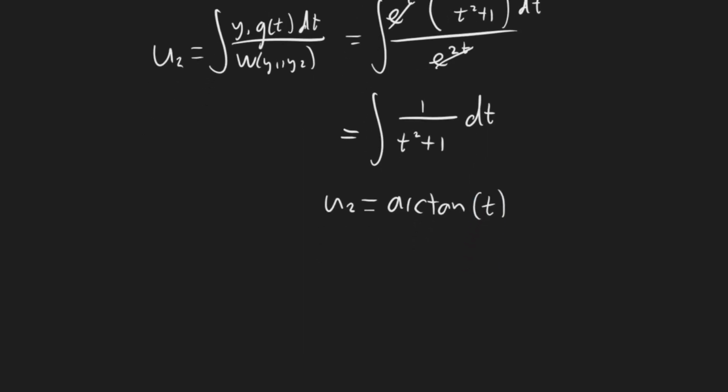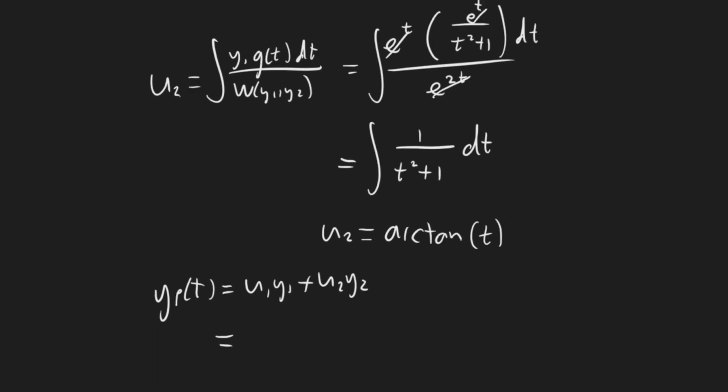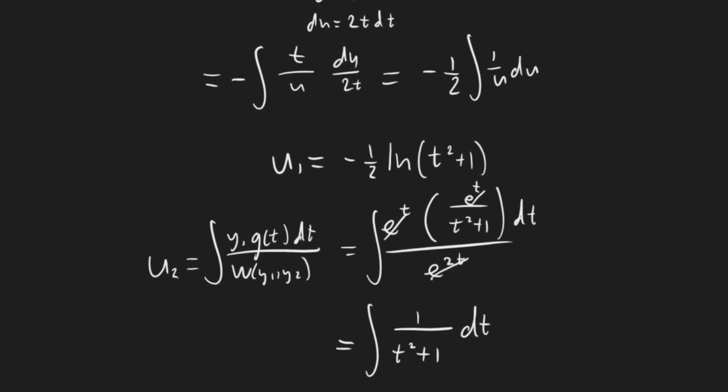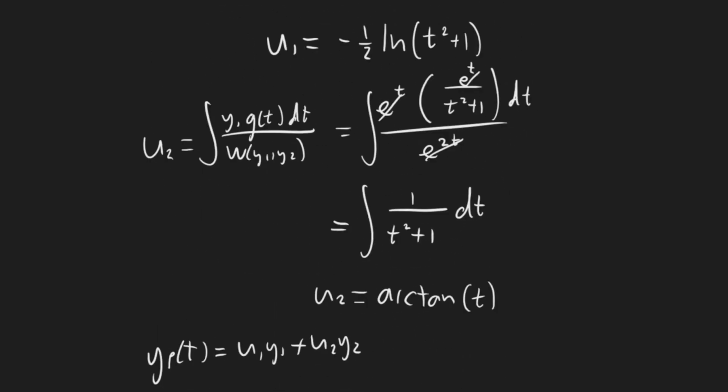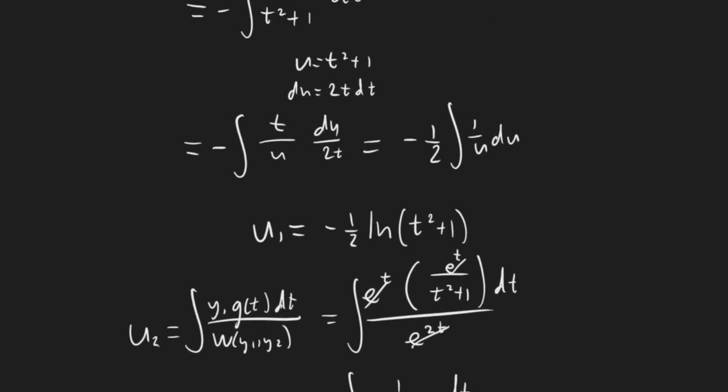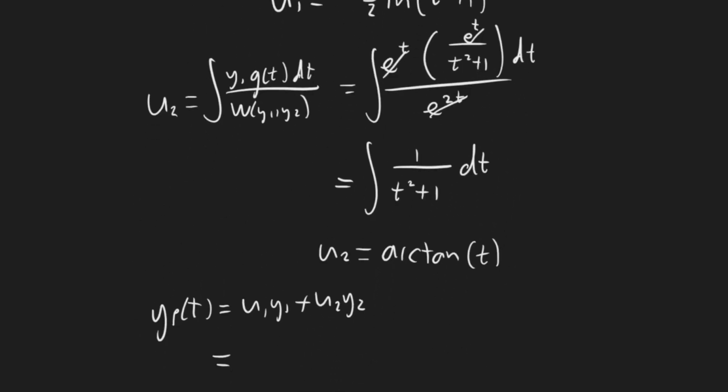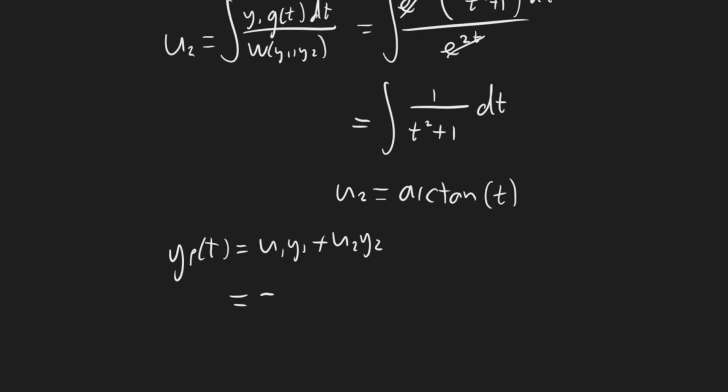And finally, we can put everything that we know together. The particular solution, if you remember, is just u1 y1 plus u2 y2. So what's u1? We found that up above. u1 is negative 1/2 natural log of t squared plus 1, and that's going to be multiplied by y1, which is e to the t. So we have negative e to the t over 2 times the natural log of t squared plus 1, like that.